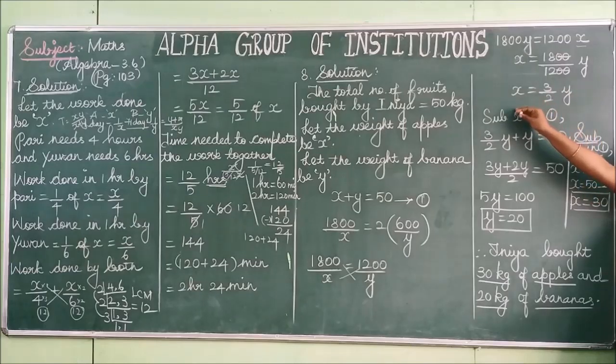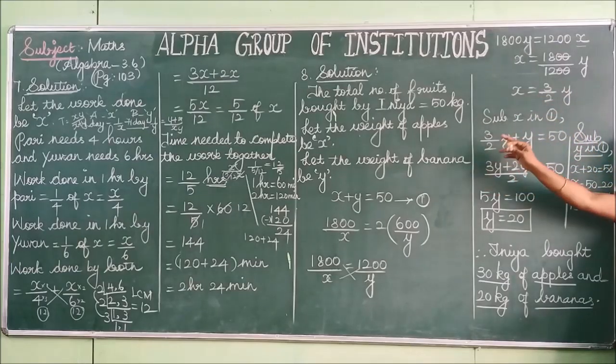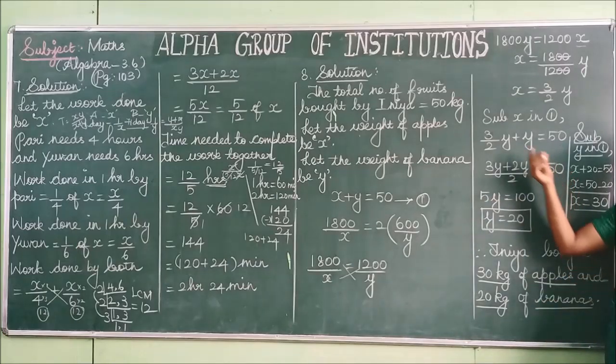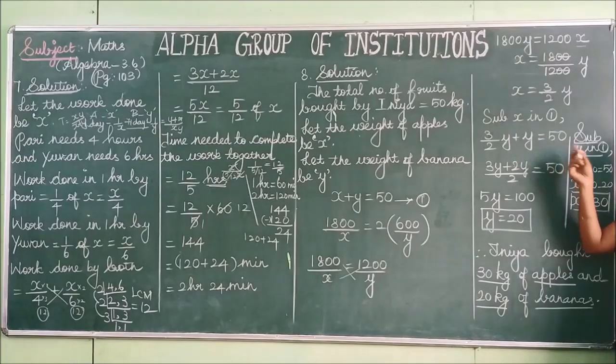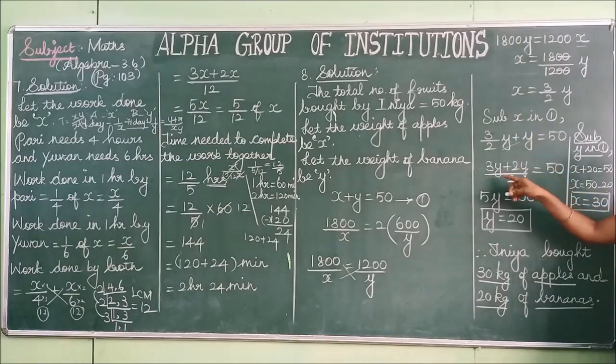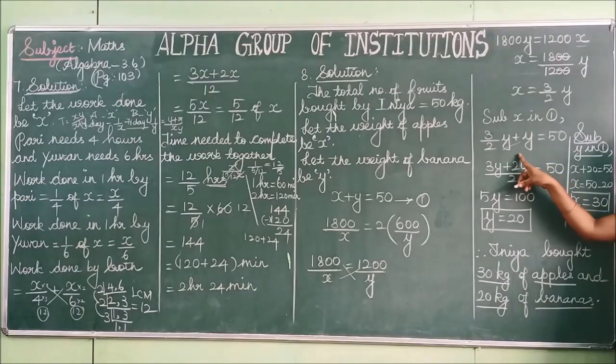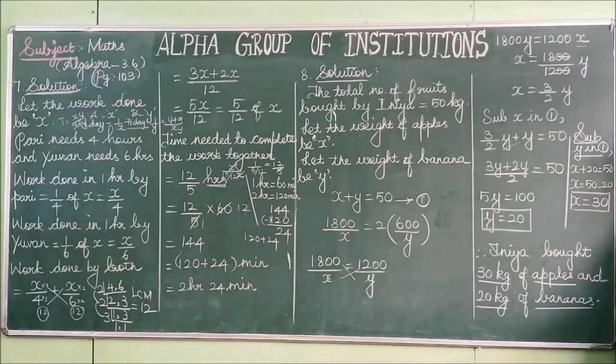Now we get the value for x, substitute in the first equation. What is the first equation? x plus y is equal to 50. 3 by 2 of y plus y is equal to 50. Now we have to cross multiply. Common denominator means we multiply both numerator and denominator by 2. So 3y plus 2y divided by 2 is equal to 50. Add the numerator values: 3y plus 2y is equal to 5y. 2 into 50 is 100.